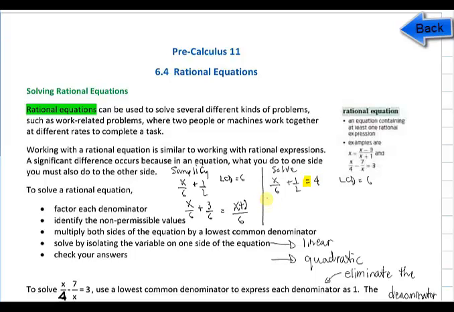So I'm going to take my 6 and I'm going to times it by x over 6. And then I'm going to take my 6 and times it by 1 over 2. And then I'm going to take the 6 and times it by the 24. So I've multiplied everything in my equation by 6. Okay, so 6 times x over 6 is x. 6 times a half is 3. And 6 times 24 is 144. And then when we go to solve this, you find that x is equal to 21.